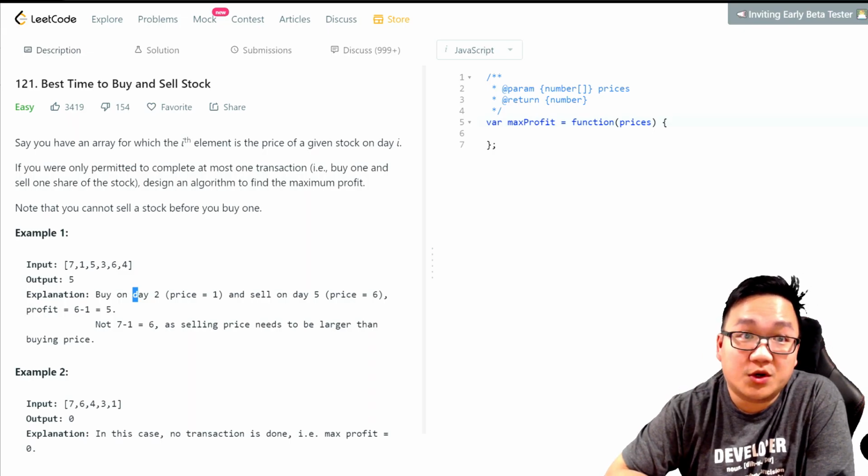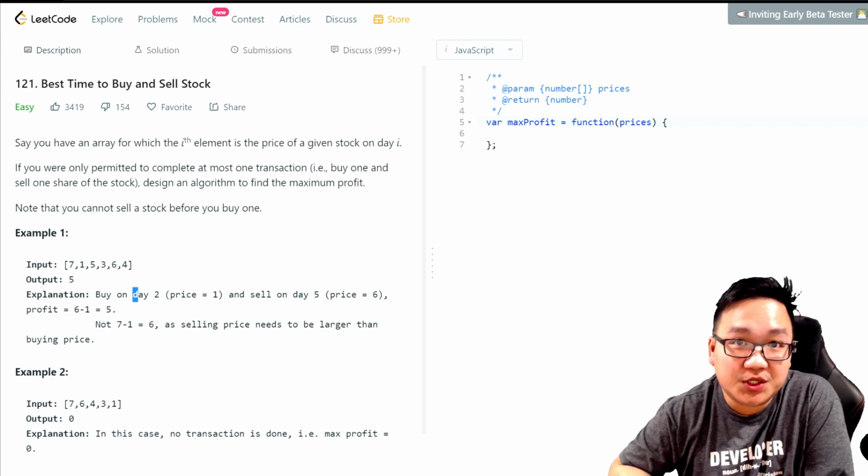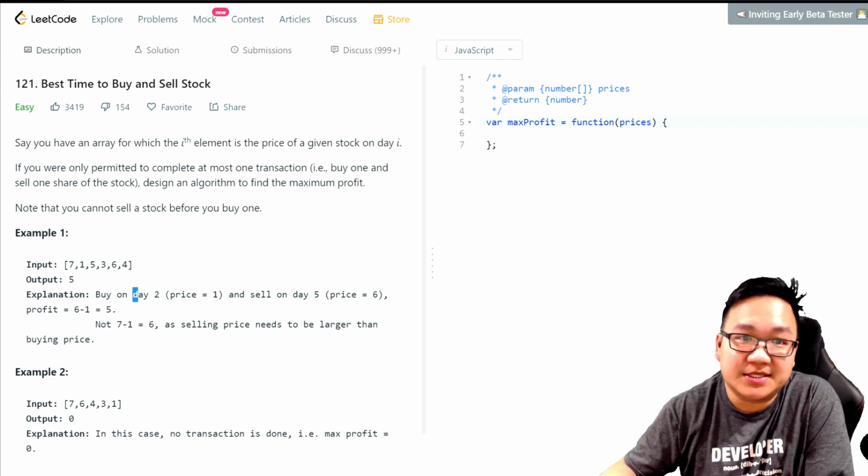How's it going? We're going to solve question number 121, best time to buy and sell a stock. So first thing we're going to do is read the question and try to analyze it.